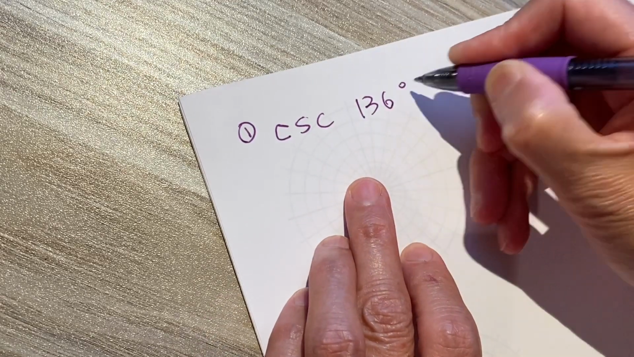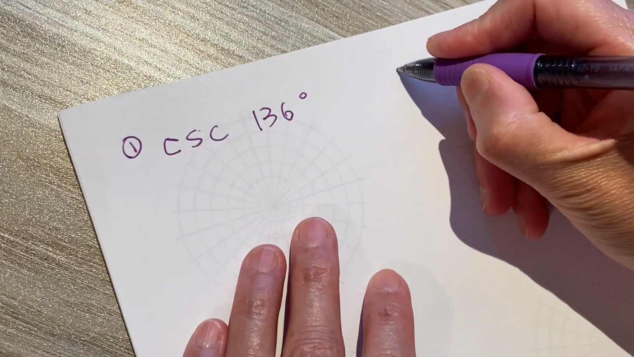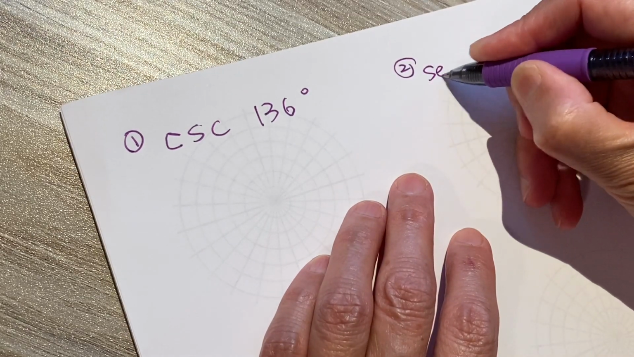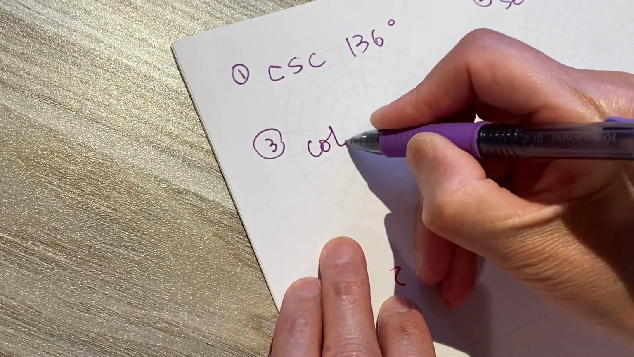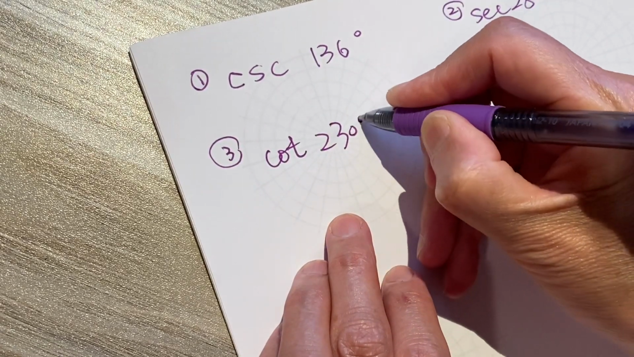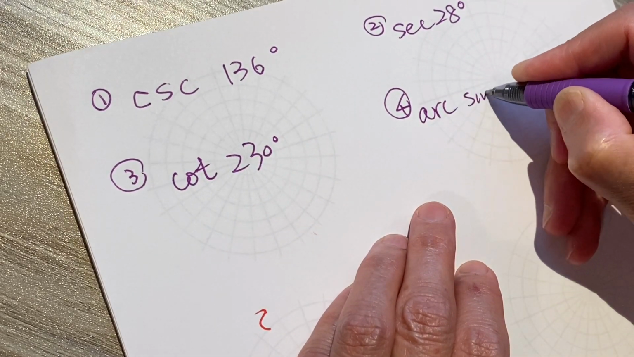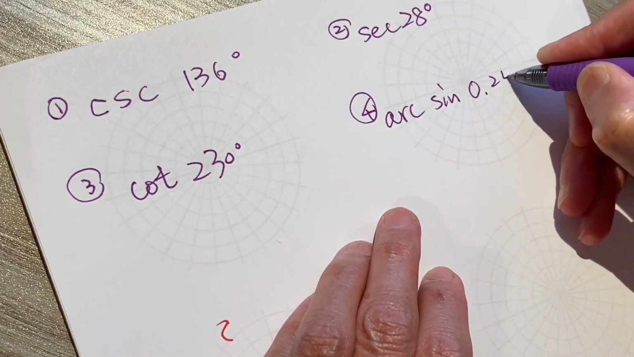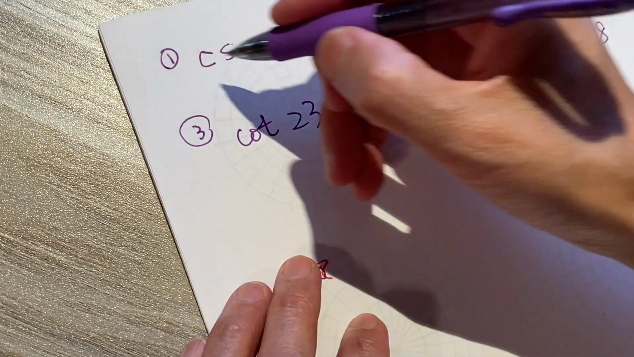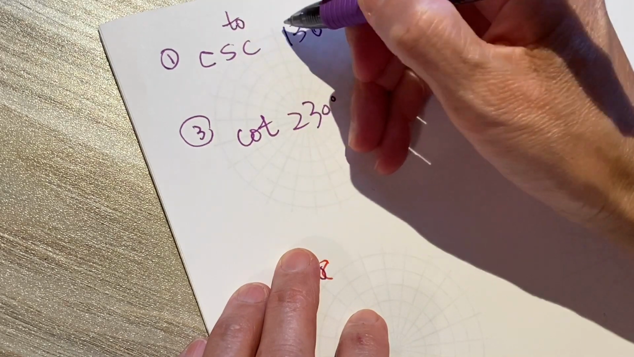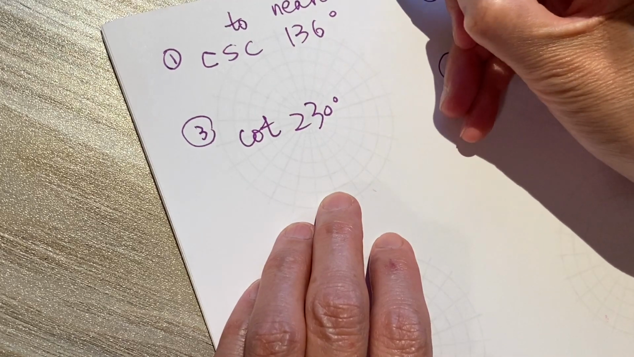So first I copy the problem. The first one: cosecant 133 degree. The second one: secant 28 degree. The third one: cotangent 230 degree. And the fourth one: arc sine 0.2518. So the teacher wants us to find the answer to the nearest thousandth.